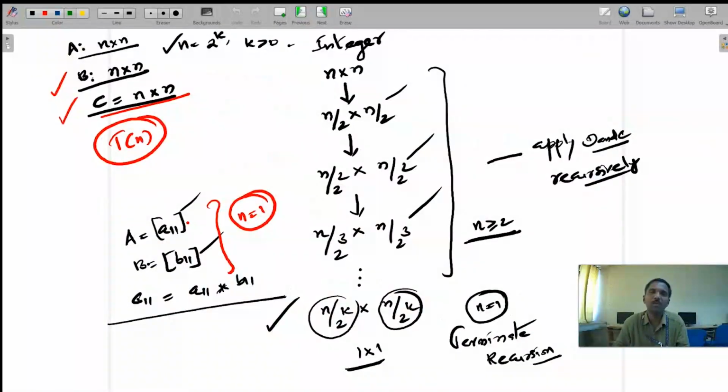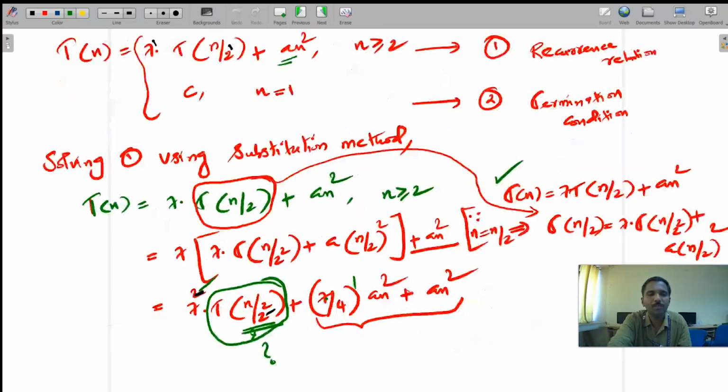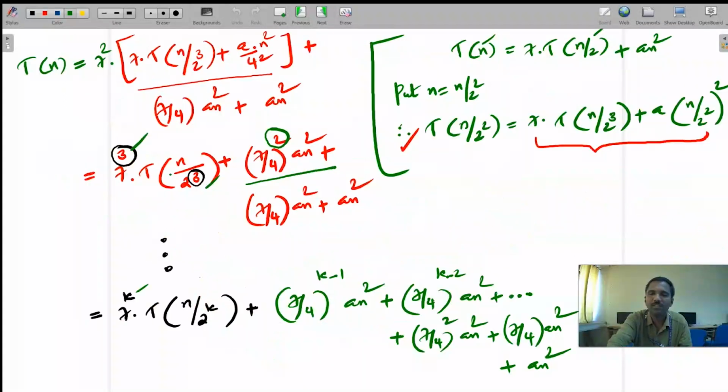This way n by 2 power 1 into n by 2 power 1, n by 2 power 2 into n by 2 power 2, n by 2 power 3 into n by 2 power 3. Then in the final stage, that will be n by 2 power k into n by 2 power k. So in the final stage we have the recurrence relation written as 7 power k into t of n by 2 power k.